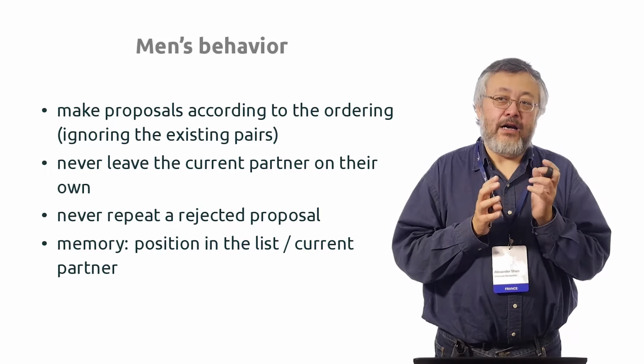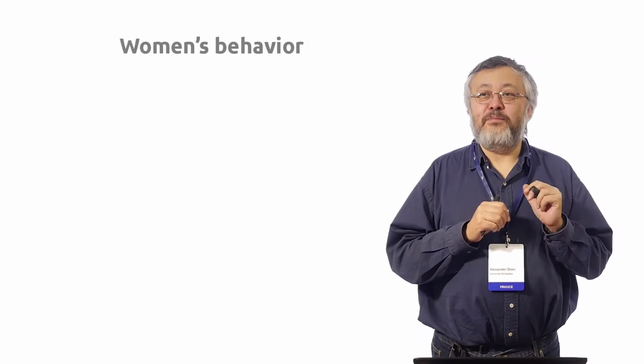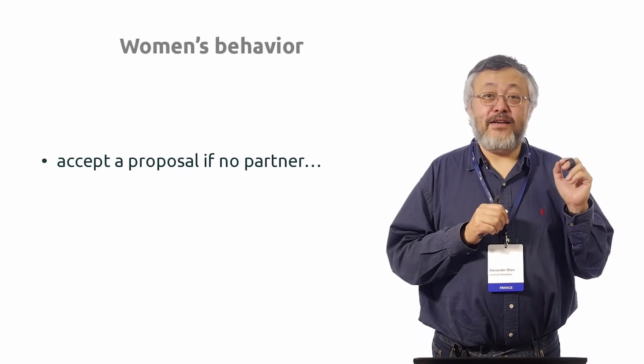Now, the next thing is how the women should behave. And they have a different set of rules. They accept a proposal in two cases. First, if there is no partner. If they have no current partner, they agree to everything. They always accept. Or they accept if this proposal creates an improvement compared to the current partner. So if somebody who is more preferable than the current partner makes a proposal, they forget the old partner and change the pair.